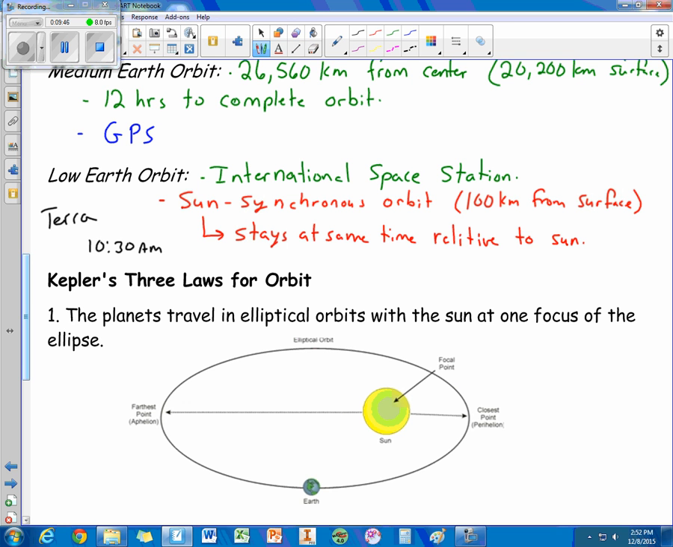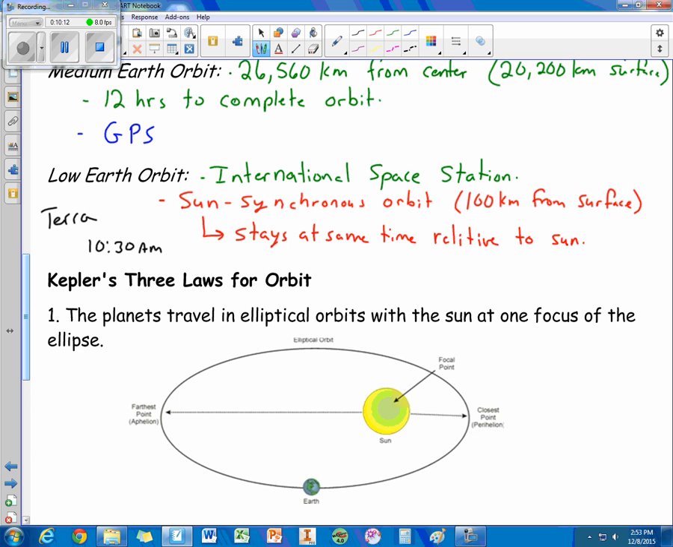So basically, it orbits in such a way that as the Earth spins, it stays at the 10:30 a.m. spot. So at one point, it's at 10:30 in Brazil. Then it's at 10:30 in Ecuador. Then it's at 10:30. It stays at 10:30 always. It just stays locked with the sun so that it stays at that same time.